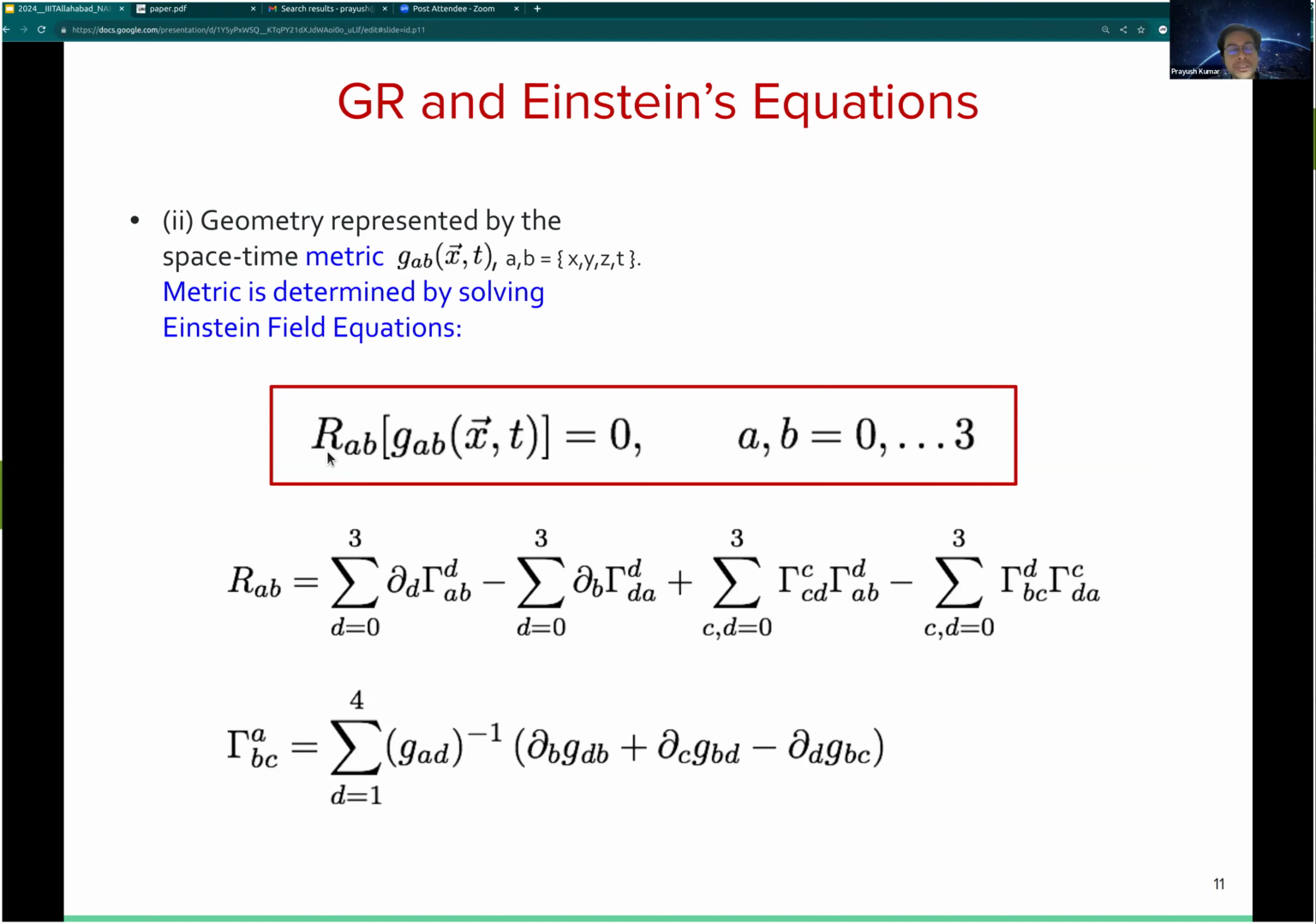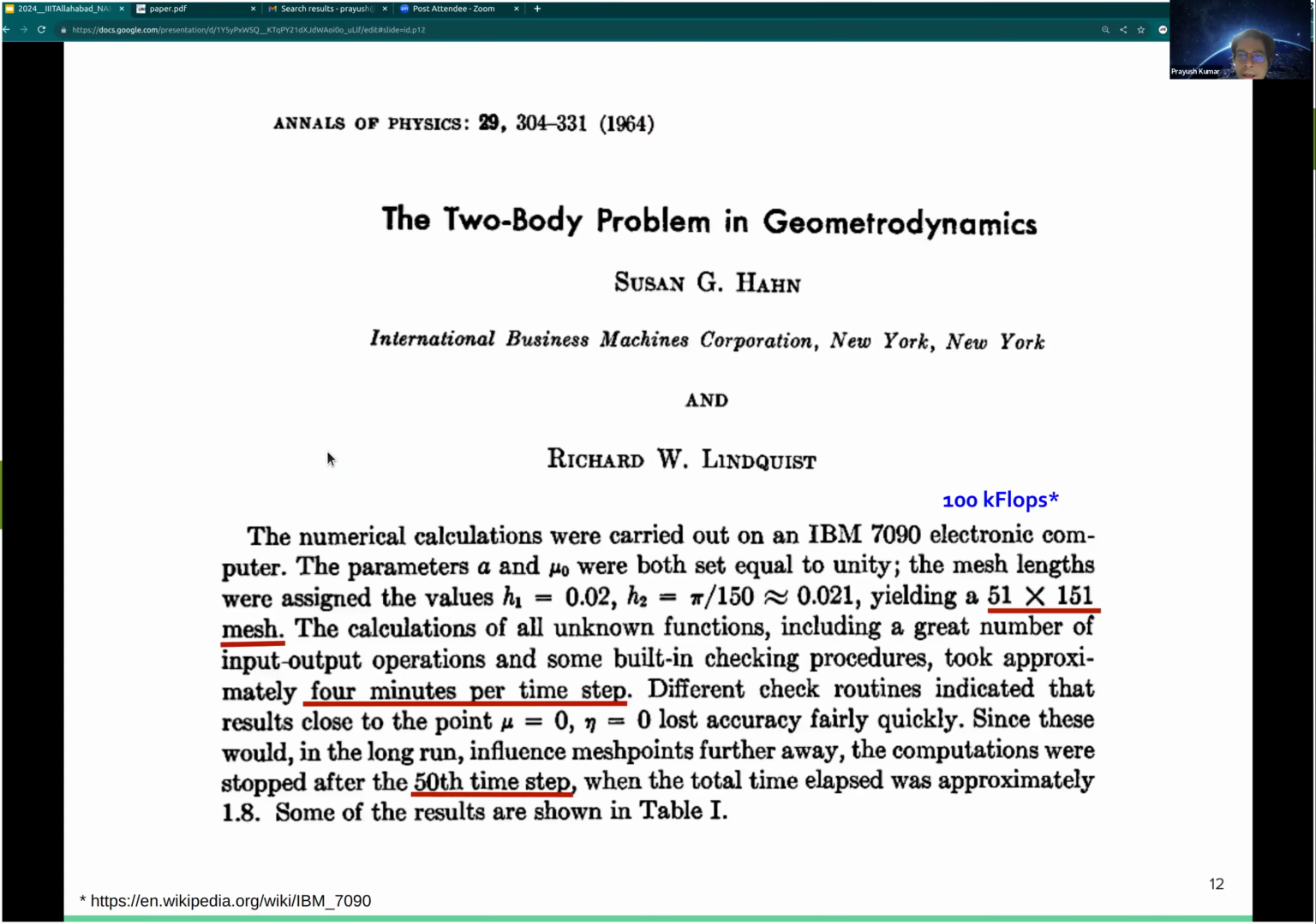So this is a highly non-trivial set of PDEs, and solving them becomes difficult in dynamical situations, and we'll see how and why in time. So the very first attempts to actually solve these equations were made as early as 1964 by Hahn and Lindquist at IBM. And they were able to actually evolve Einstein's equations for a very short period of time before the simulations crashed due to numerical blowups. And we'll see why that happened.